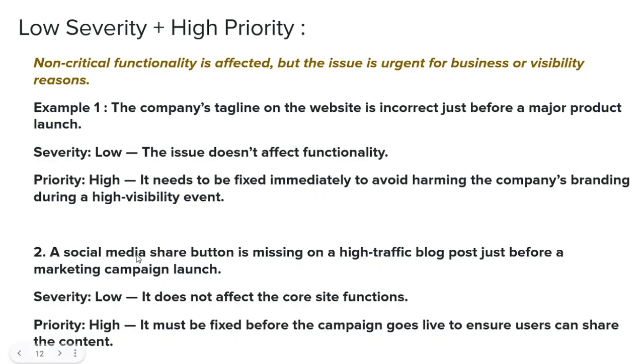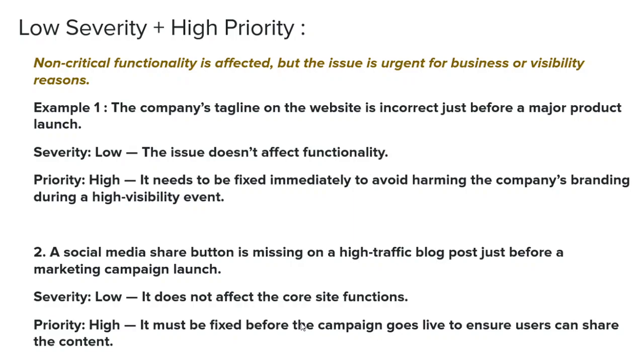Let's take another example. A social media share button is missing on a high traffic blog post just before a marketing campaign launch. So let's say we have a social media campaign which is scheduled tomorrow, and today you see that the social media share button is missing. So priority wise it is high because tomorrow is the campaign you have to launch. For that you need that share button. So priority wise it needs to be fixed immediately. It must be fixed before the campaign goes live to ensure that users can share the content.